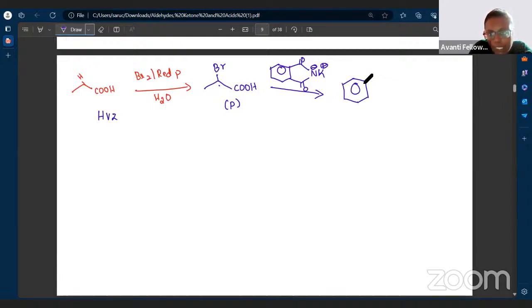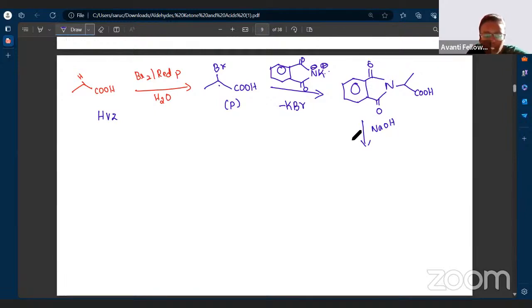So you'll be getting C double bond O, and here nitrogen is there. Now what will the potassium do? Potassium will take a Br and it will be removed as KBr. So attached to this carbon, you have CH3, COOH. This is what you'll be getting. KBr will be removed, and you're going to react it with base.